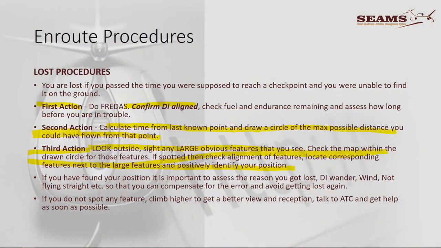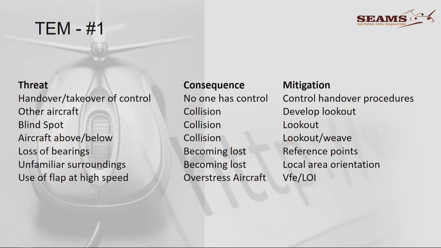So if you have found your position, it is important to assess the reason that you got lost: DI, wander, drift, whatever, okay? If you do not spot any features, climb higher, get a view, talk to ATC, and let you go for it.